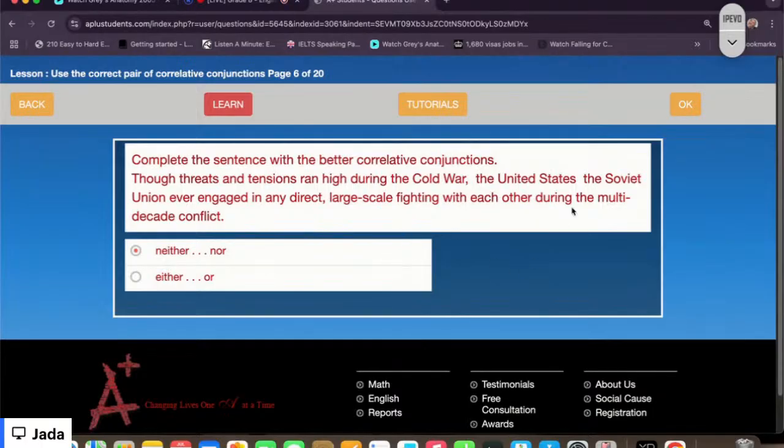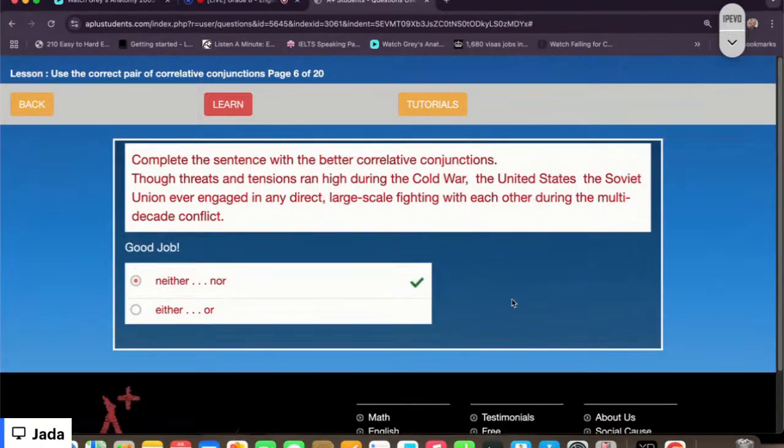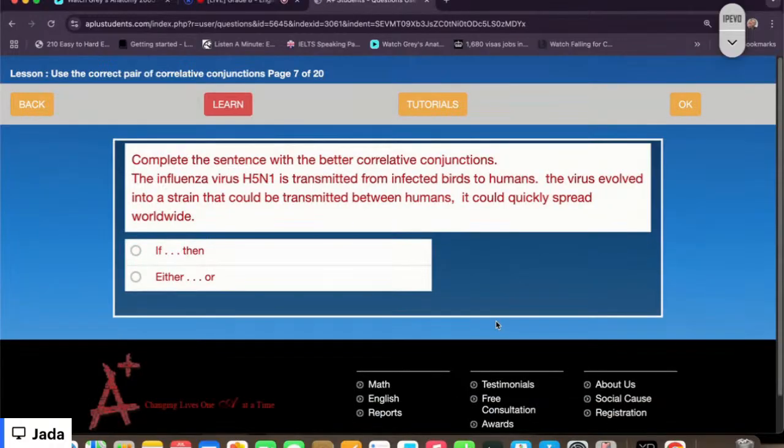So neither the United States nor the Soviet Union, okay? The influenza virus H5N1 is transmitted from infected birds to humans. If the virus evolved into a strain that could be transmitted between humans, it could quickly spread worldwide. So, if then or either or.